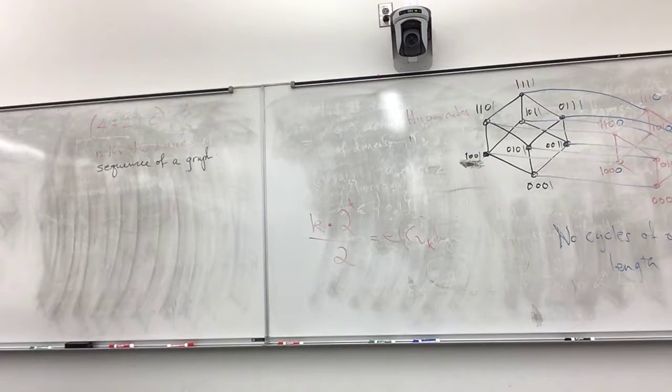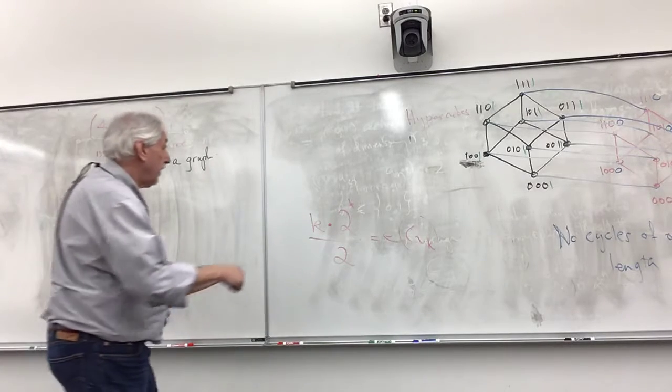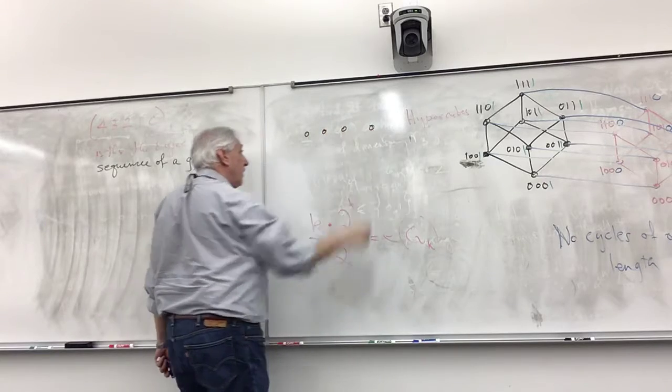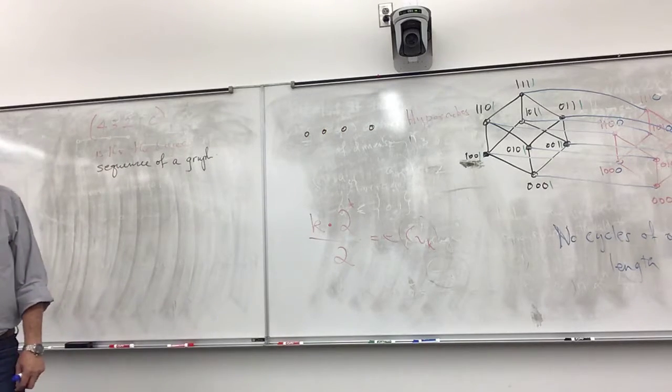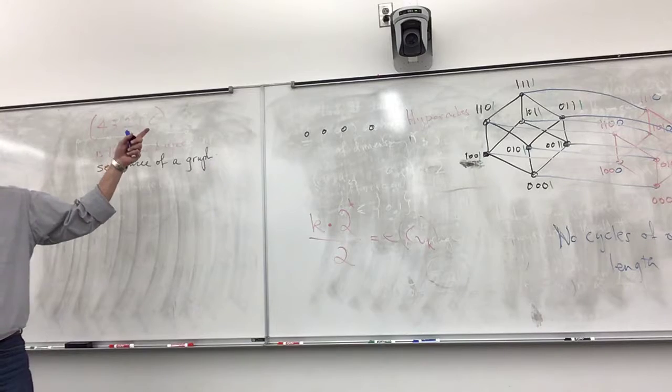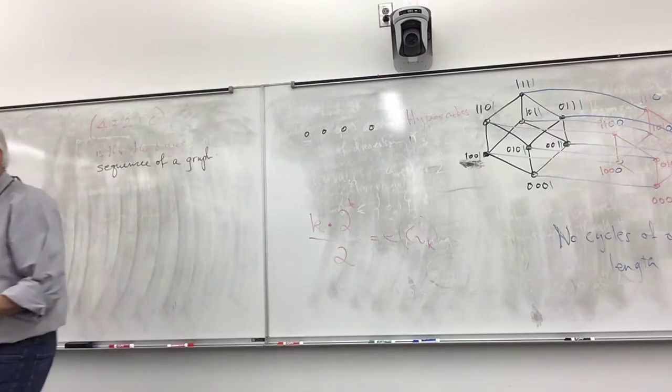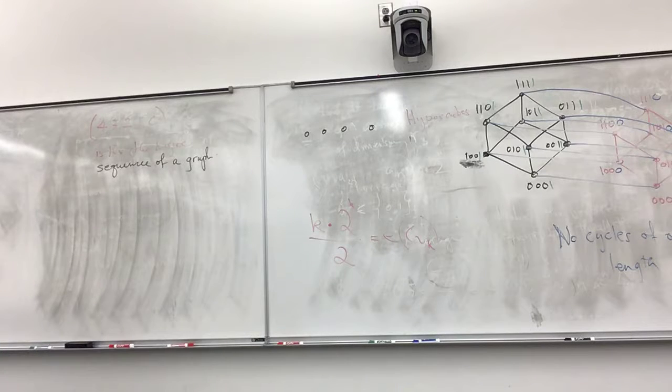How many vertices does this graph have? 4. And what do the degrees have to be? 0. Four zeros. Can you give me a graph that has degree sequence 0, 0, 0, 0? That's it. This is a graph with sequence 0, 0, 0, 0. Okay, so 2, II.